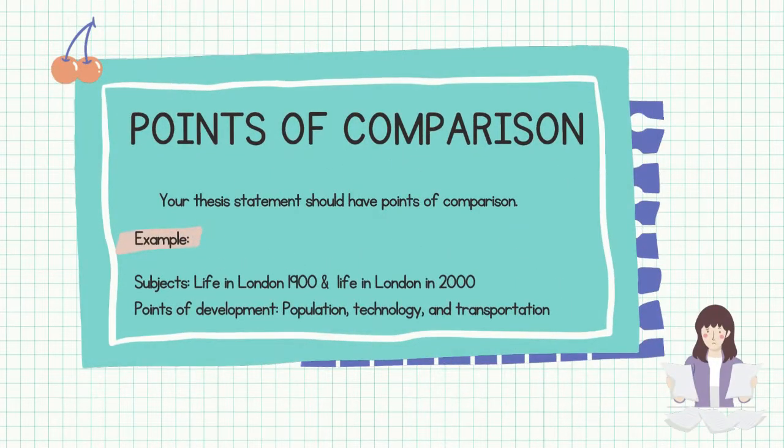Regardless of which method you use, you must choose points of comparison of the two subjects to compare and contrast. For example, if your two subjects are life in London in 1900 and life in London in 2000, you might include these 3 points of comparison in your essay: population, technology, and transportation.